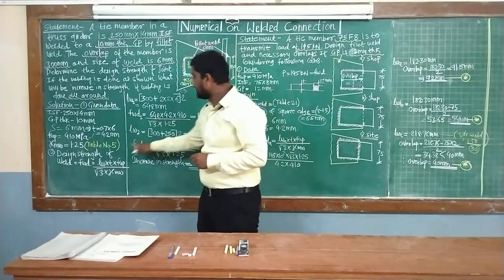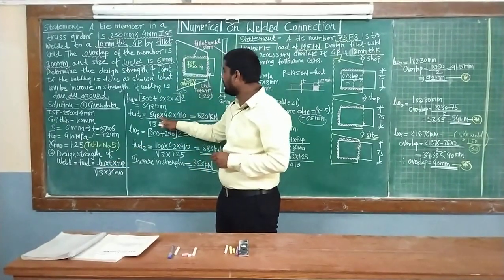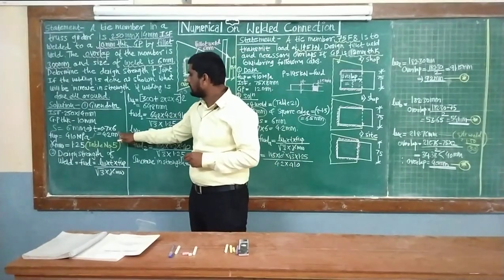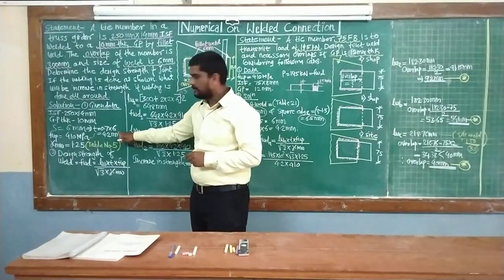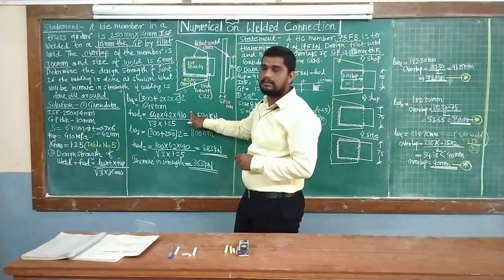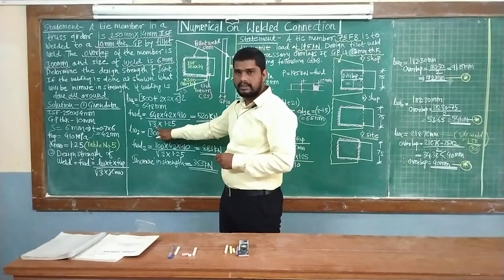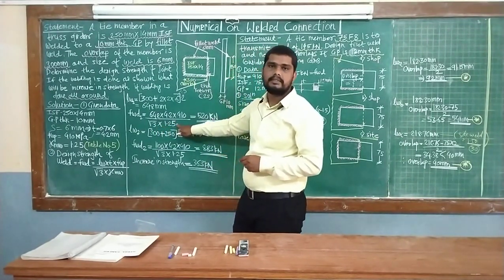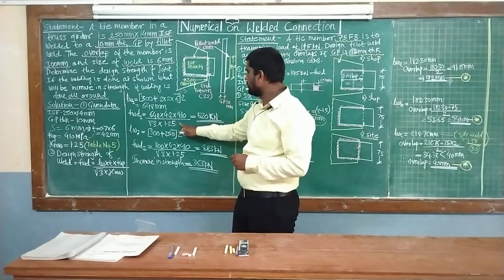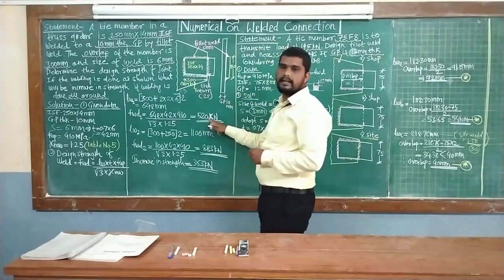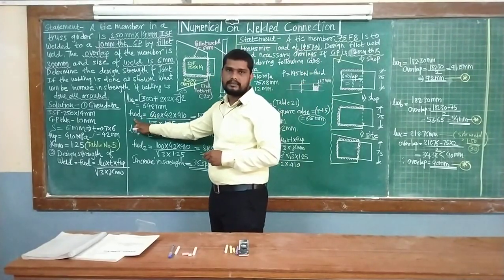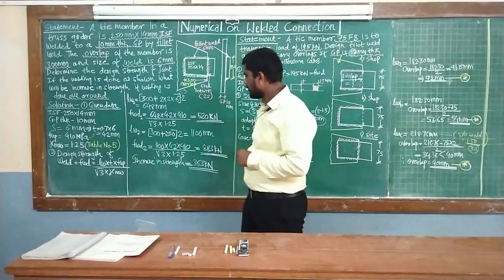So the length of the weld is 648 mm. 4.2 is the T, that is the throat thickness. 410 is the ultimate tensile strength of the plate, divided by root 3 into the partial safety factor for the material on shop, that is 1.25. So we got the answer: 520 kilonewton is the design strength of the weld for this first condition.